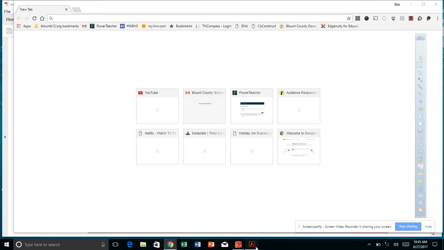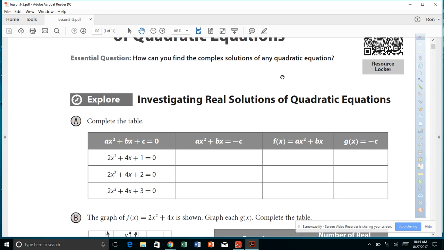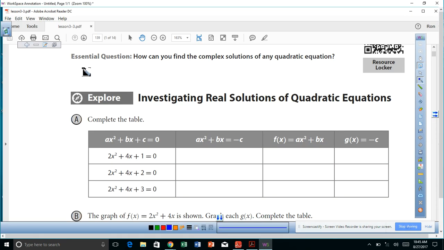Lesson 3.3, Finding Complex Solutions of Quadratic Equations. How can you find the complex solutions of any quadratic equation? The best way is with the quadratic formula.